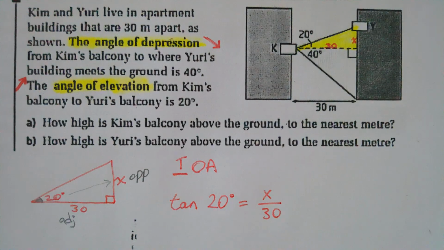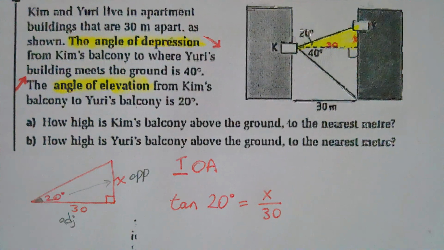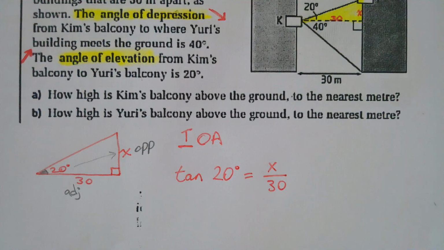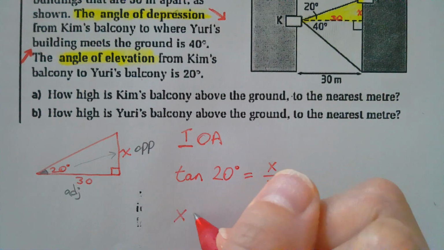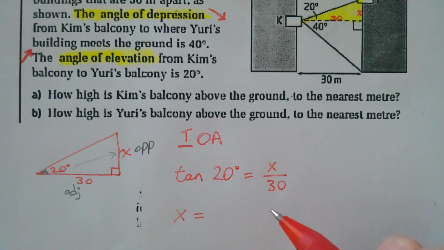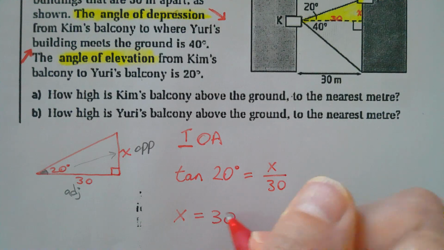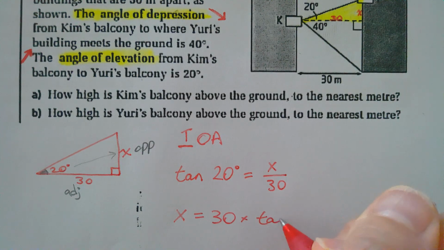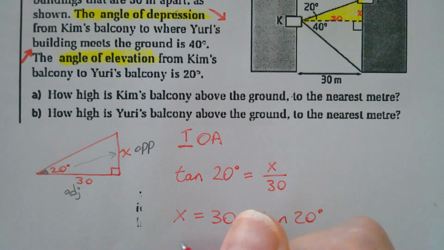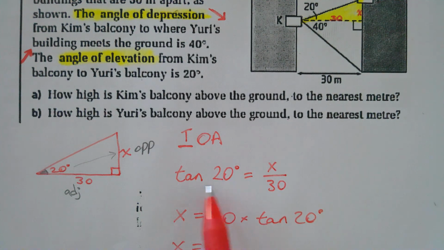So then I'm gonna get you to help me with the rest of this. X is on the top. So am I multiplying or dividing? So let's pay attention then. So we're multiplying. So 30 times the tangent 20 degrees. You can also think of it as a cross multiply. So if you put this over 1, cross multiply, you're multiplying these two.